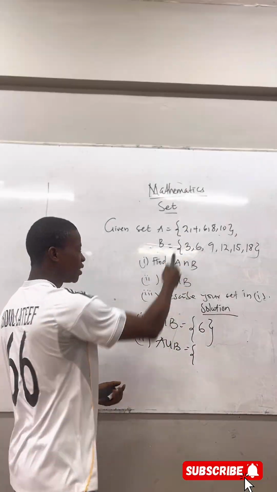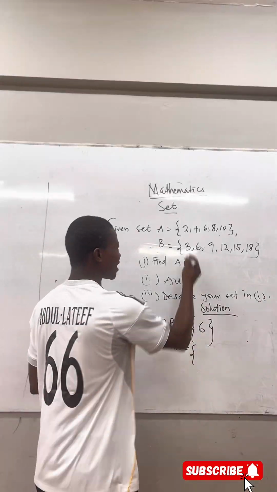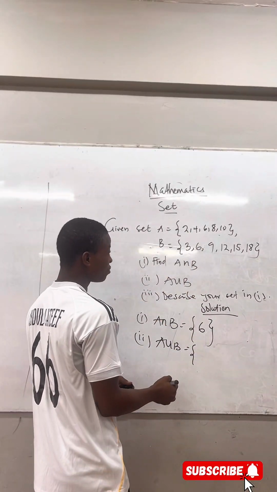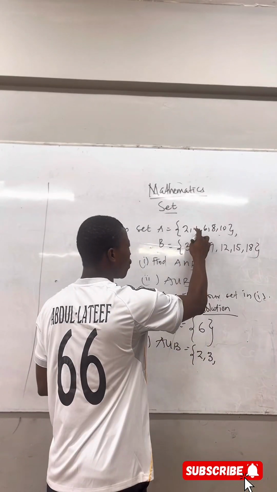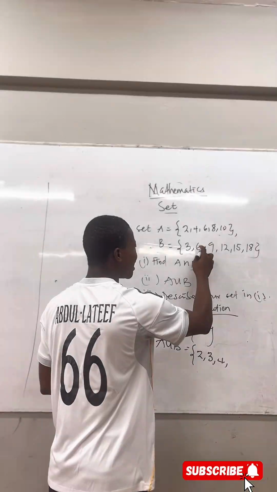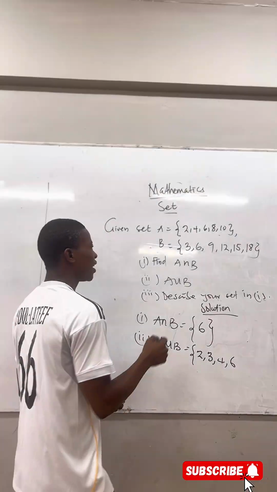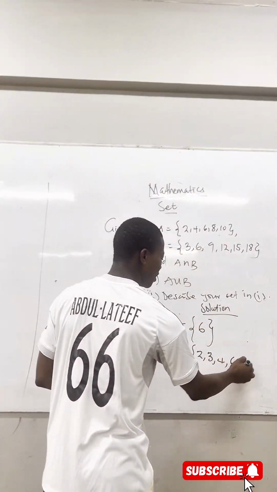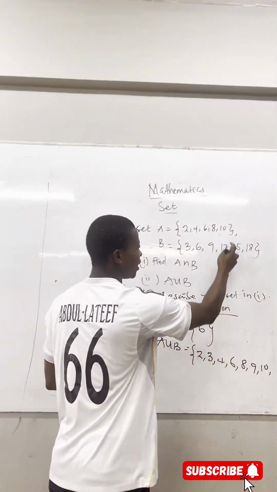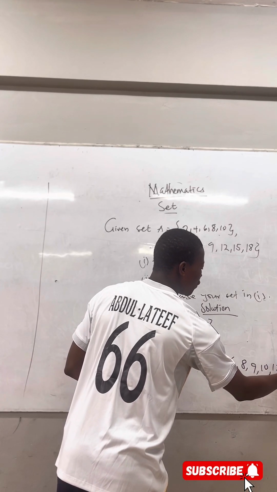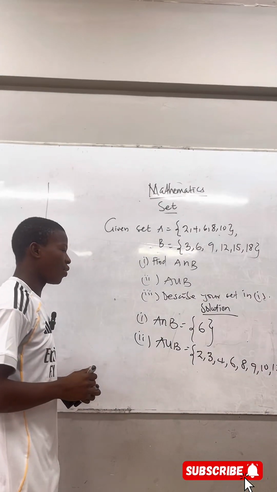So we start by arranging them in order of magnitude, in ascending order. The least element over there is 2, followed by 3, followed by 4, followed by 6. So 6 has repeated 2 times. You only write it once. Now we have 8, we have 9, we have 10. The next one, 12, 15, and 18. So we close our curly brackets.